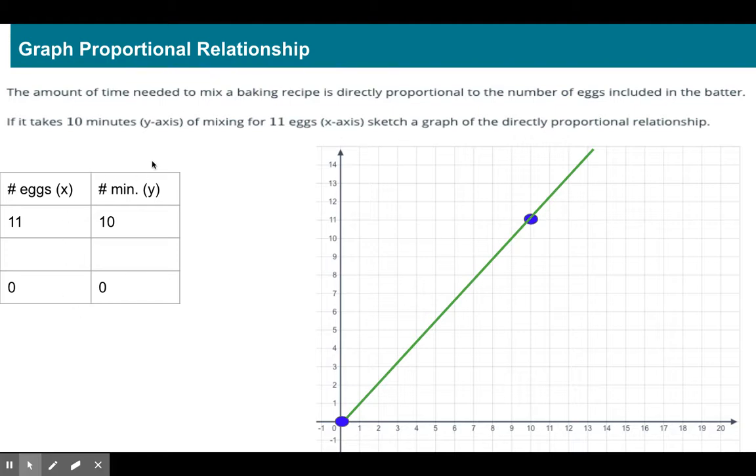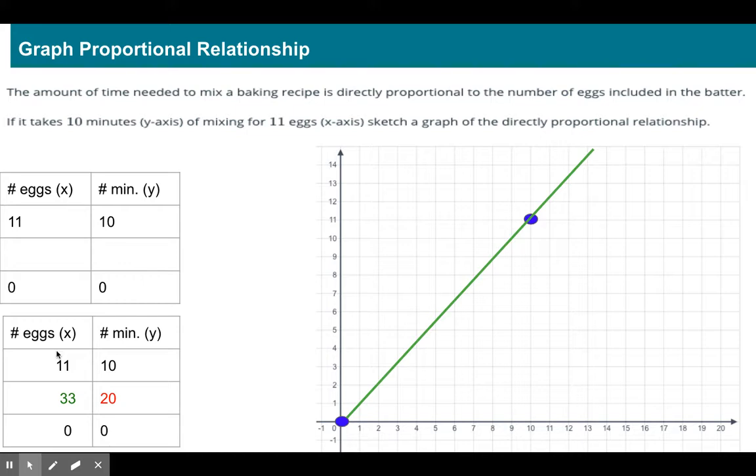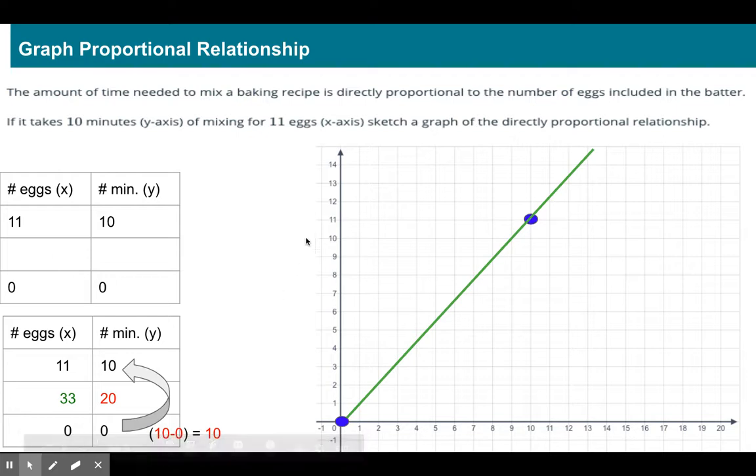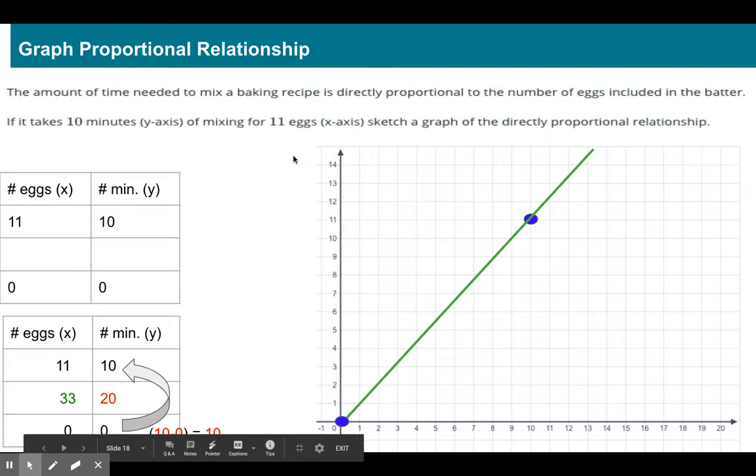We also want to look at this table and figure out the rate of change, because a lot of times we want that unit rate. We want to know the amount of time needed for 1 egg. And so we know from 0, 0, versus 10, that if we consider 10 our second value for y and 0 our first value, we subtract, we get 10.